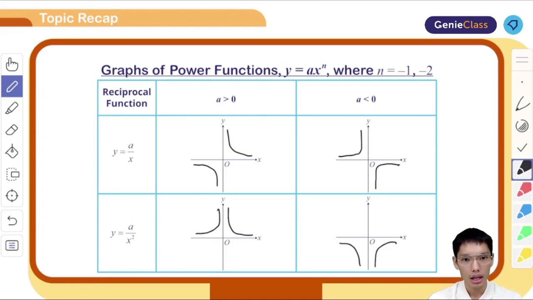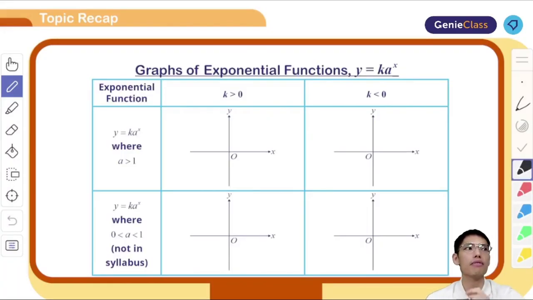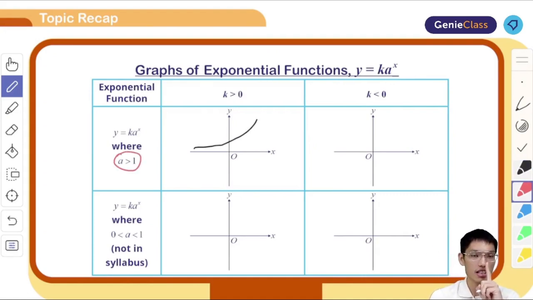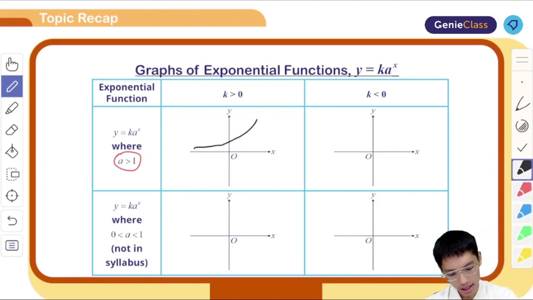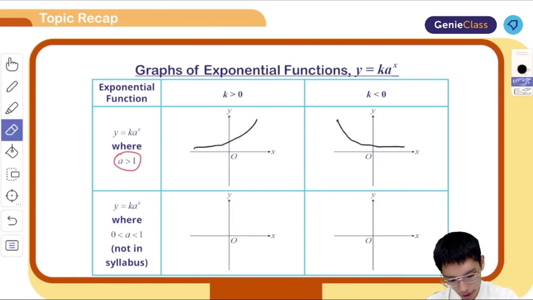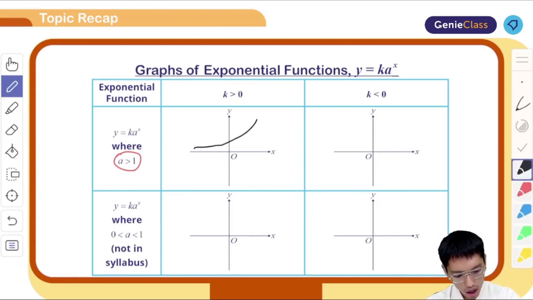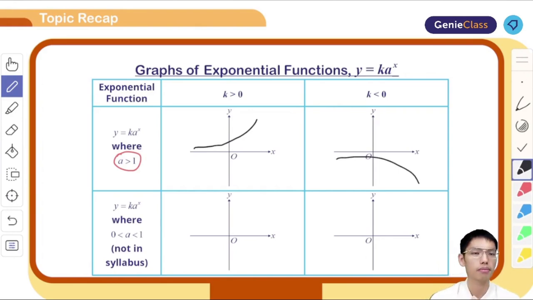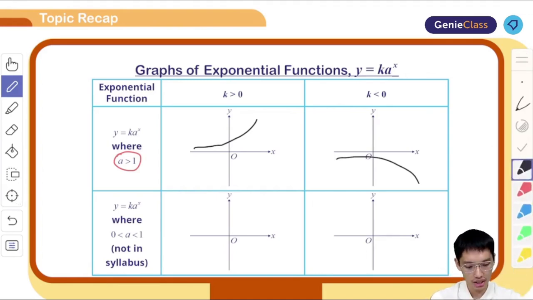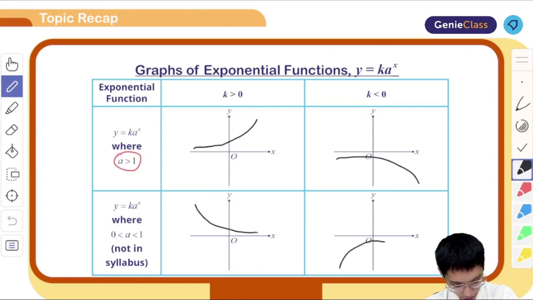Last one down over here, exponential functions. The function goes up very fast, it's going to be upwards. Take note, the notion is where a is greater than 1. You will not be tested when a is less than 1, that one will not be tested. If k is less than 0, sorry for that, this is not correct. K is less than 0, it's all negative, downwards this way. Now, if it's in between, this means my function is decreasing. So therefore, it's either going to be all positive or all negative this way.